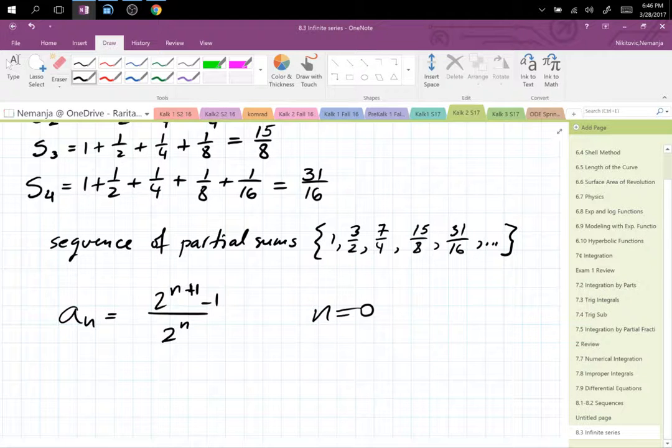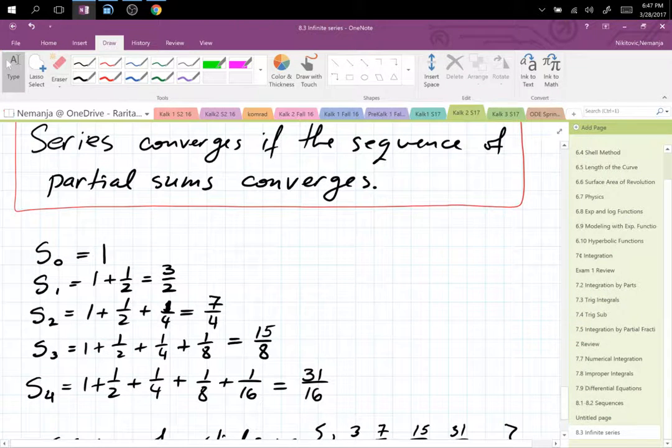All right, so we have the a_n, and now you take the limit of this and it converges to 1, right? So since the limit converges for the sequence of partial sums, then the series that came from it converges. Now obviously computing this every time is a nightmare. That's why we have tests.